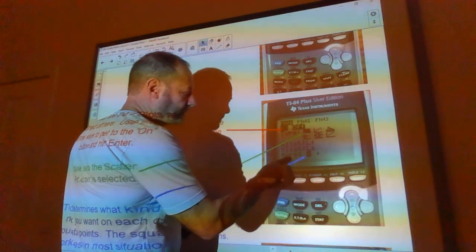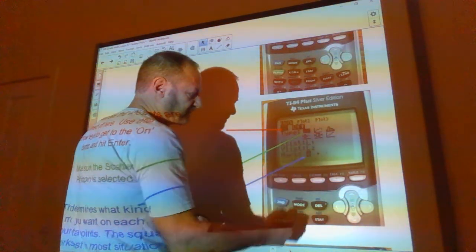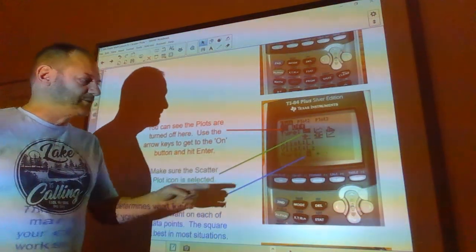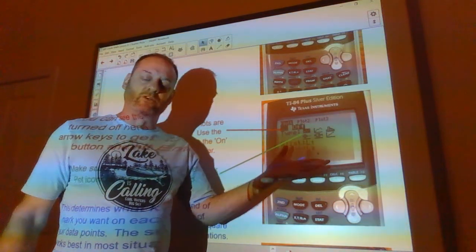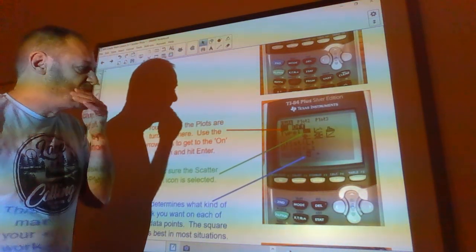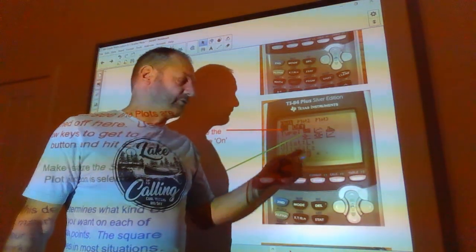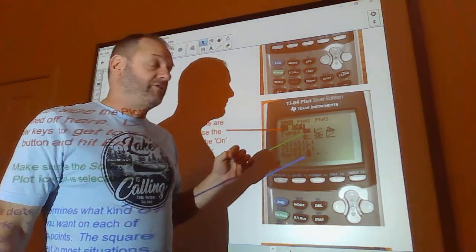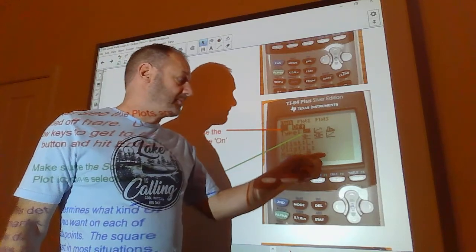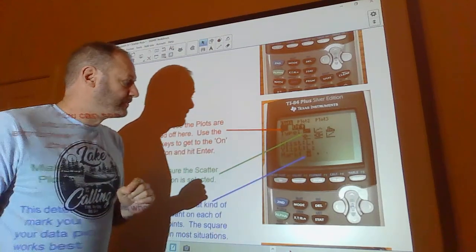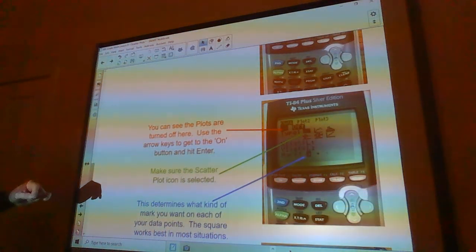Okay, now the marks, it gives you 3 choices for marks. It's usually best to use the little square ones. You can use whichever one you want. I don't care. It doesn't really matter. But it's easiest to see if you've got the little square marks. Okay. Now, if you've got lots and lots of data, you probably want to use the little dots. Okay. But you can select those.